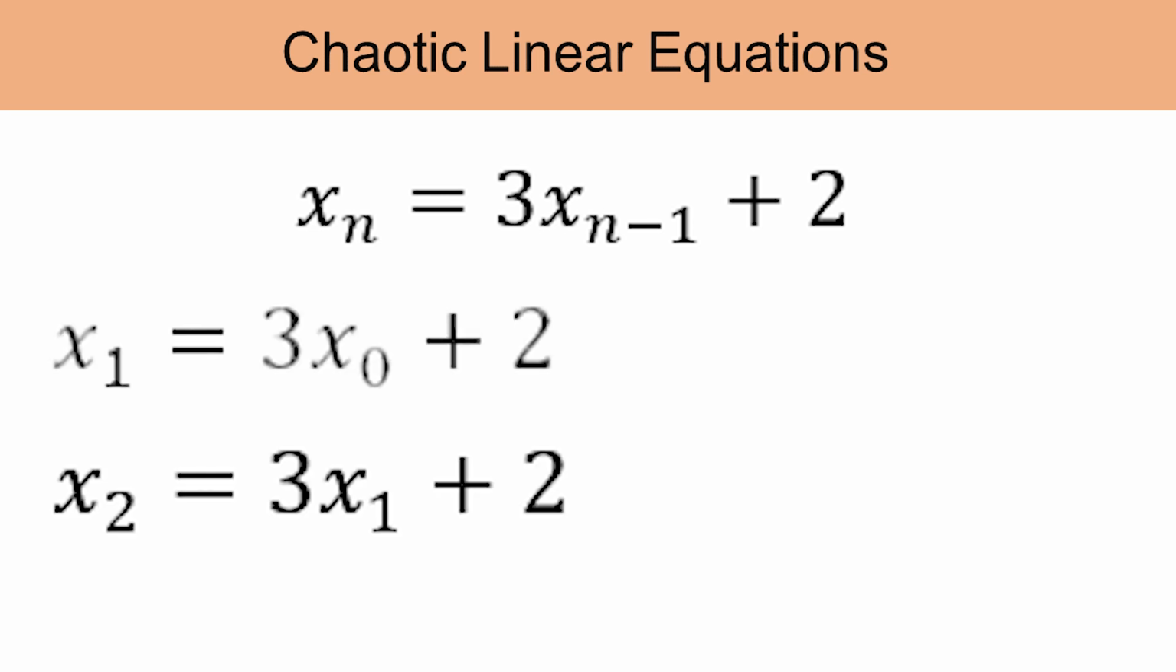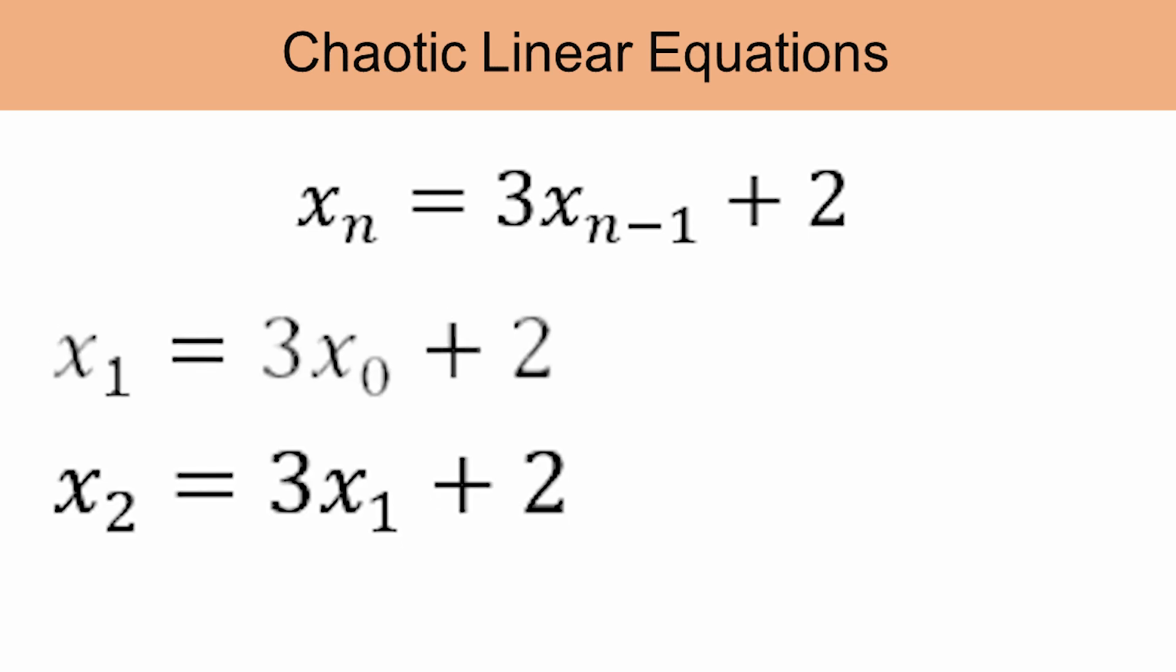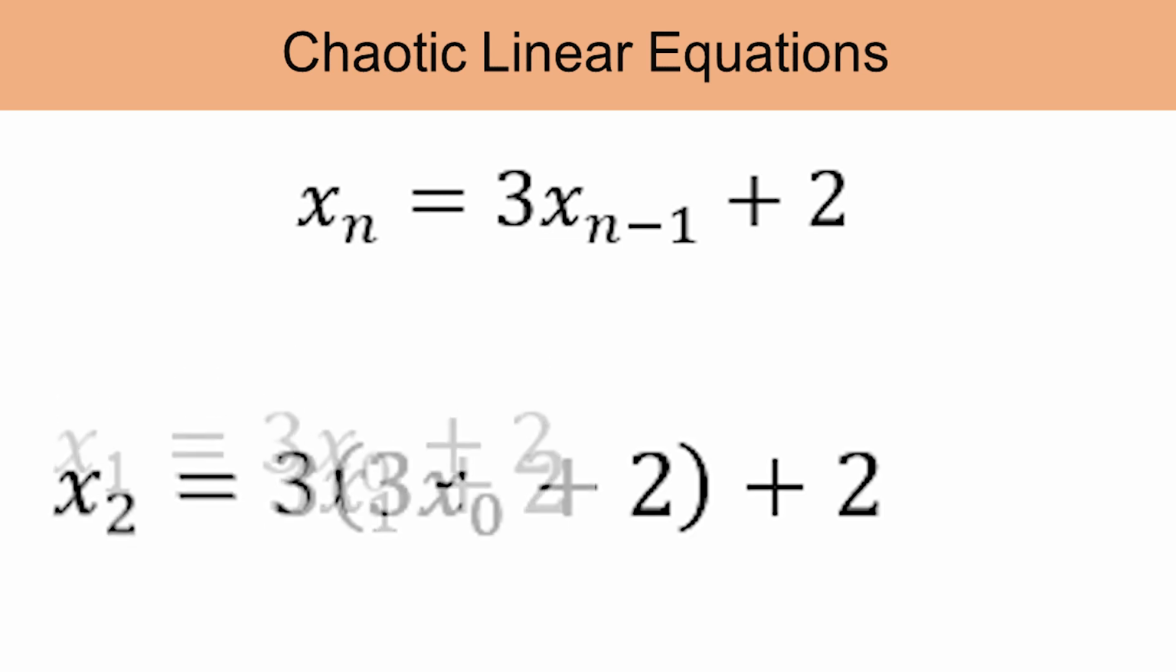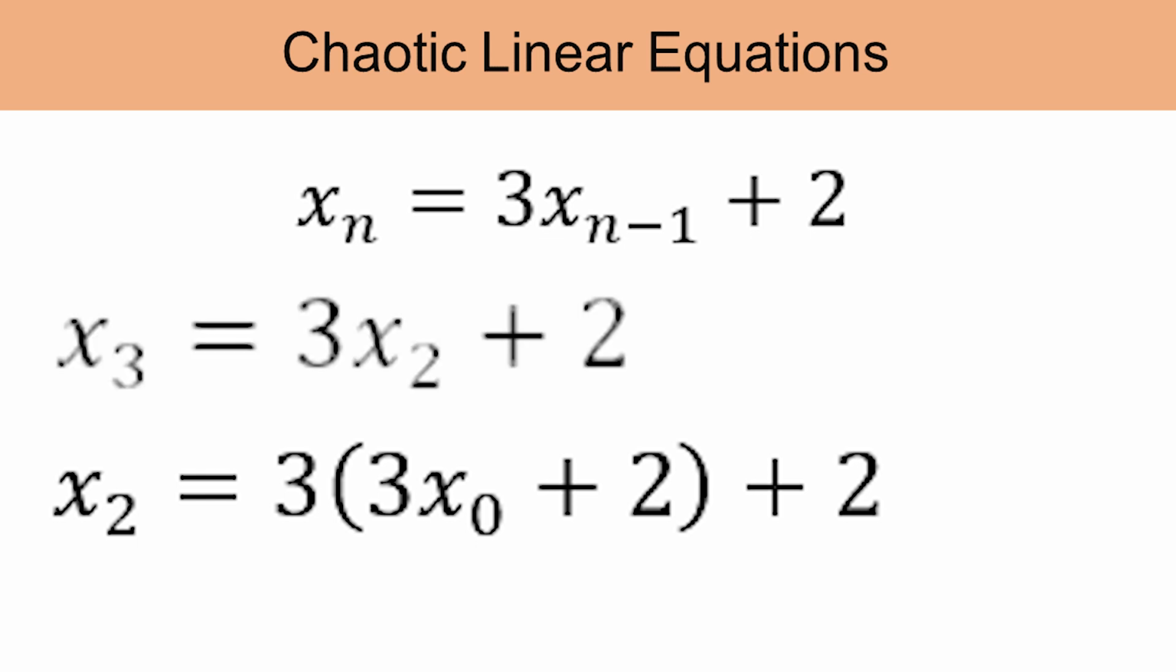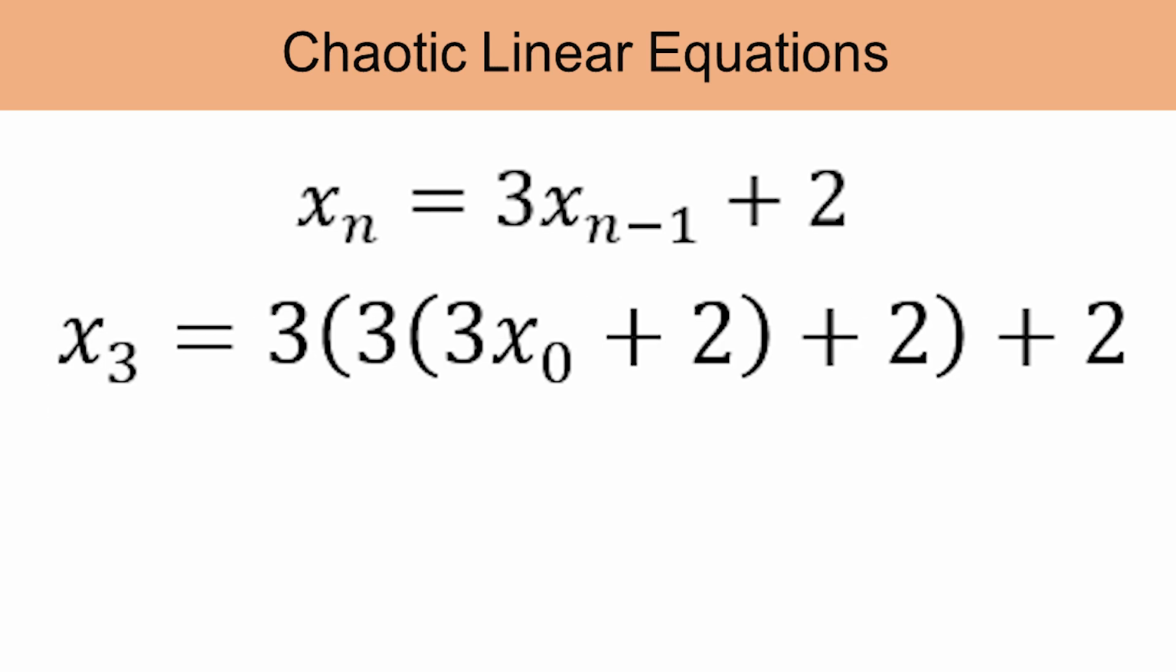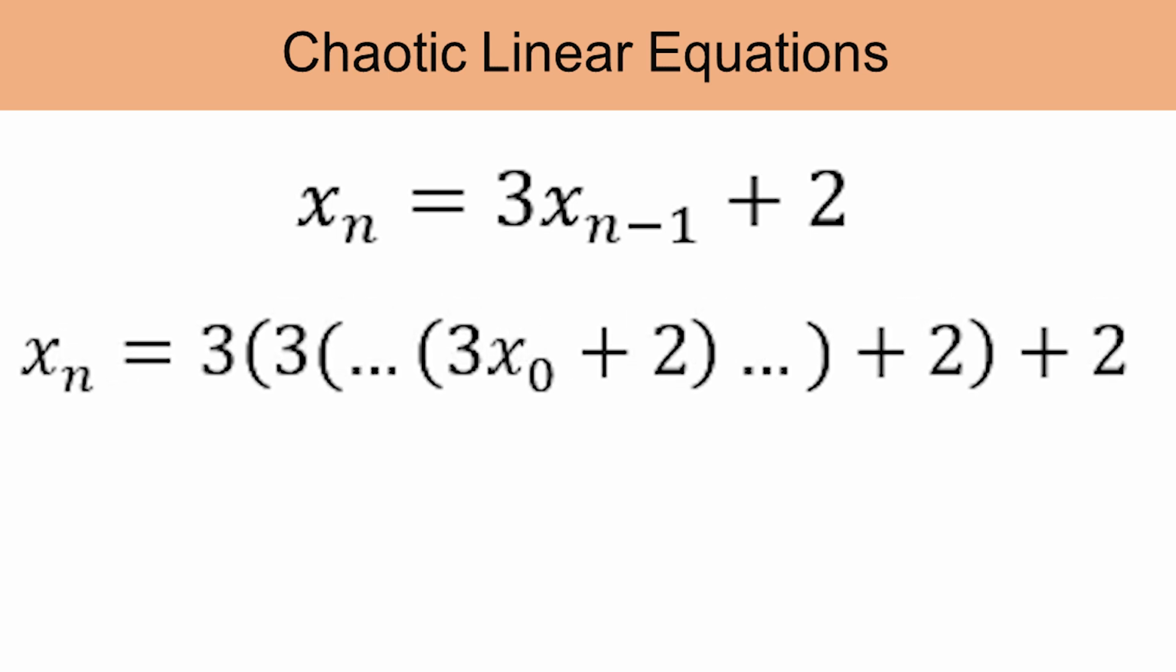Now, if we take the first and second iterations of this equation and substitute the first equation into the second, we get a version of the equation which gives us the value of the second iteration of x based on the first iteration, x0. This process of substitution can be applied to any iteration, each time multiplying by 3 and adding 2. With this, a general equation can be created where n represents any real number.